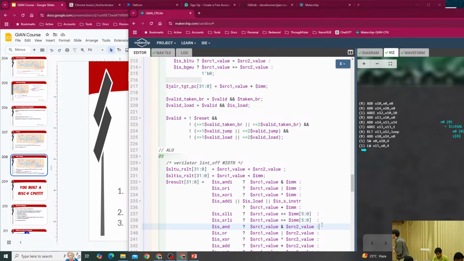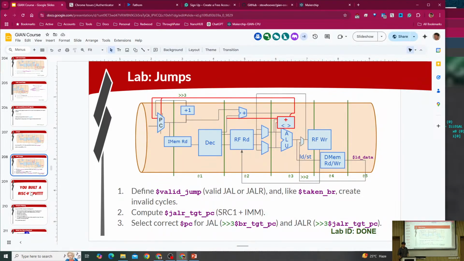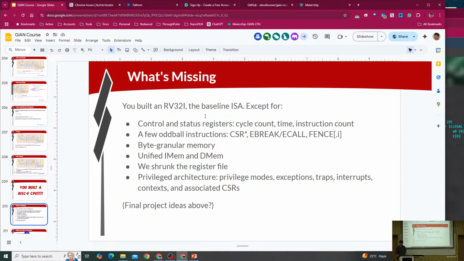I think I have one or two just sort of wrap-up slides that I can cover before lunch. So you essentially built the RISC-V RV32I, the base instruction set, right? But we did take a couple shortcuts.